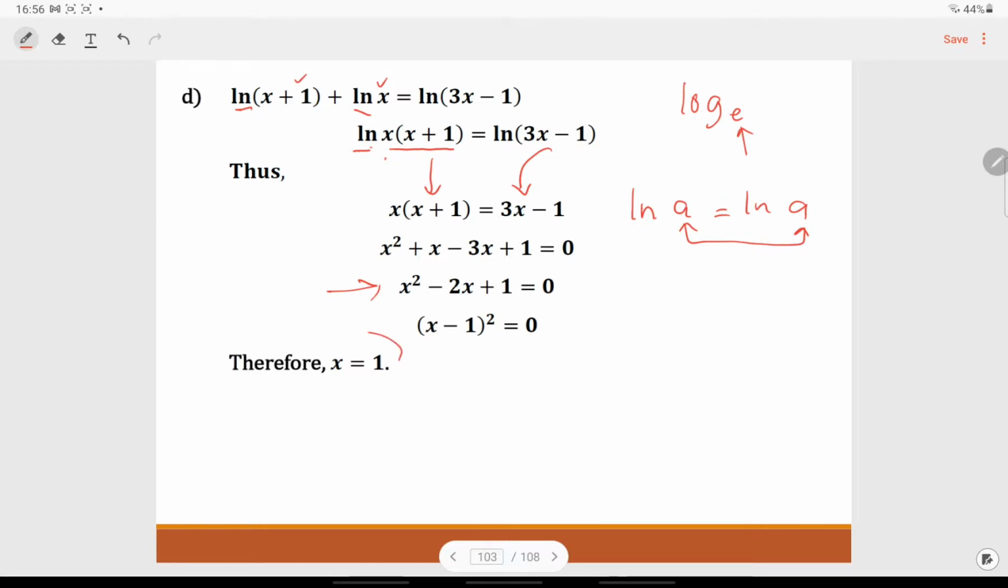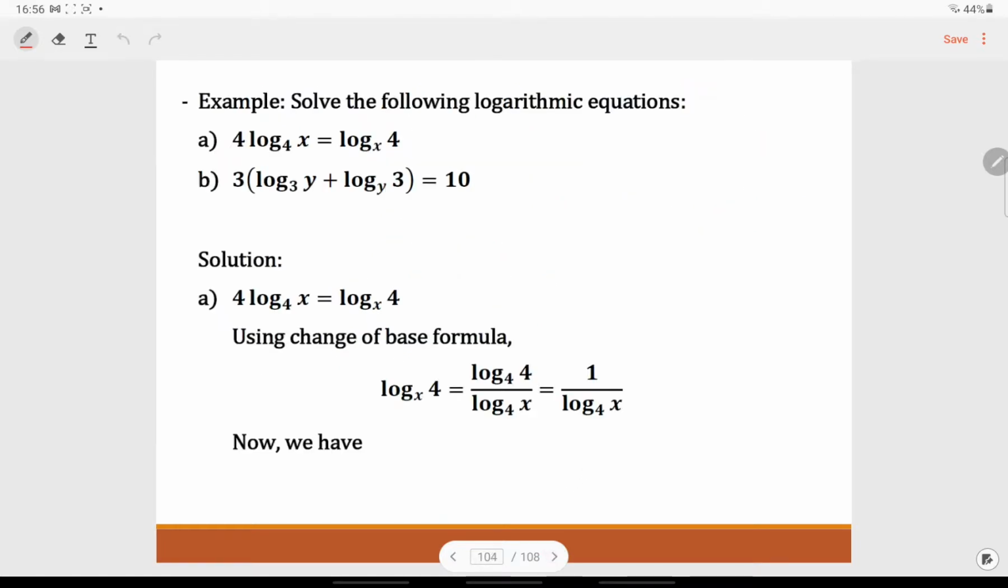So which can be solved for x. So x equal to 1. If we substitute into the given expression, it also remains true. So x equal to 1 is the solution.